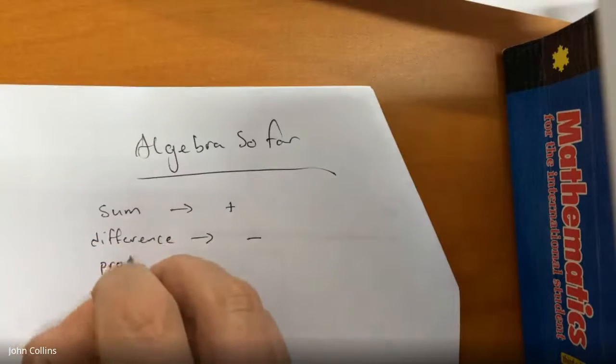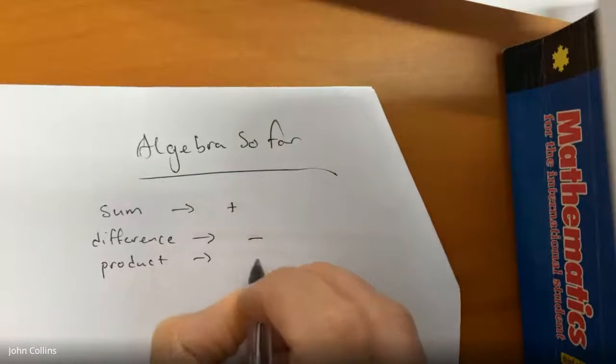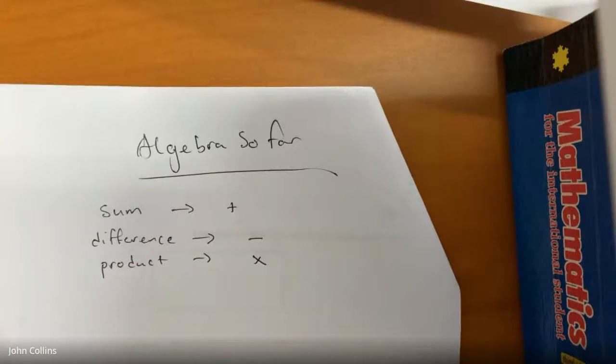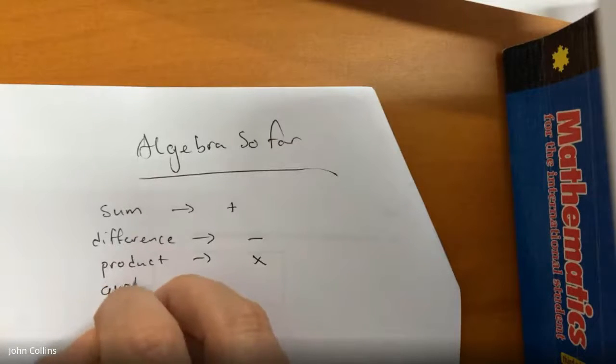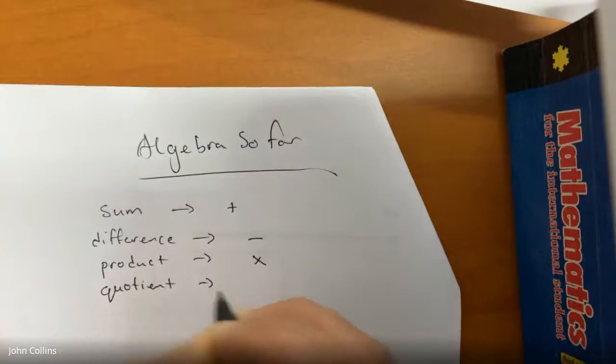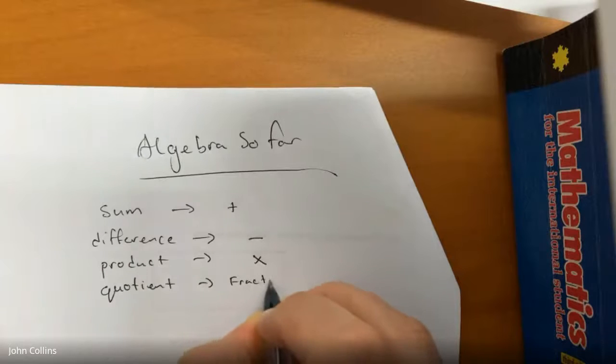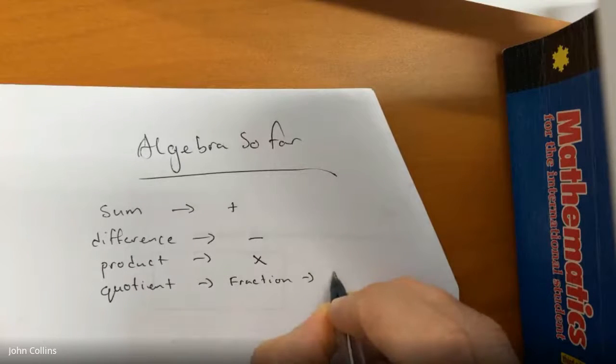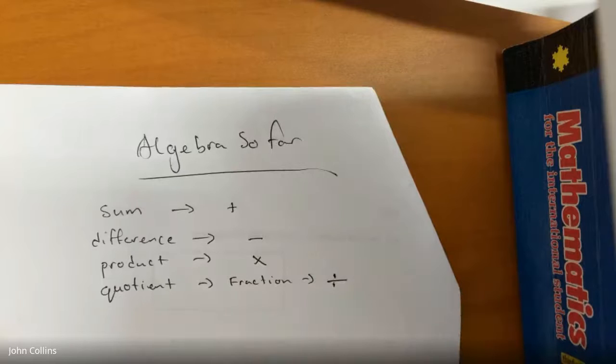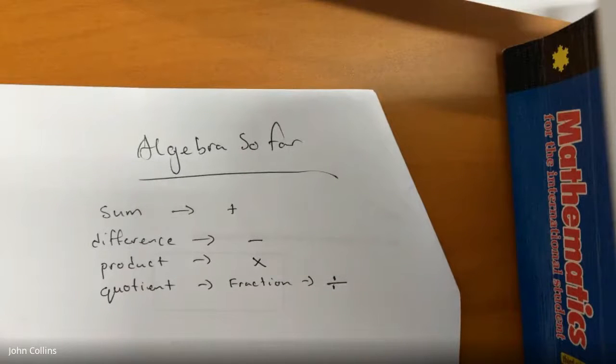Product is multiply. And it's not very often used, but quotient is fraction. And of course, a fraction is division. Okay, there's some words that are used.